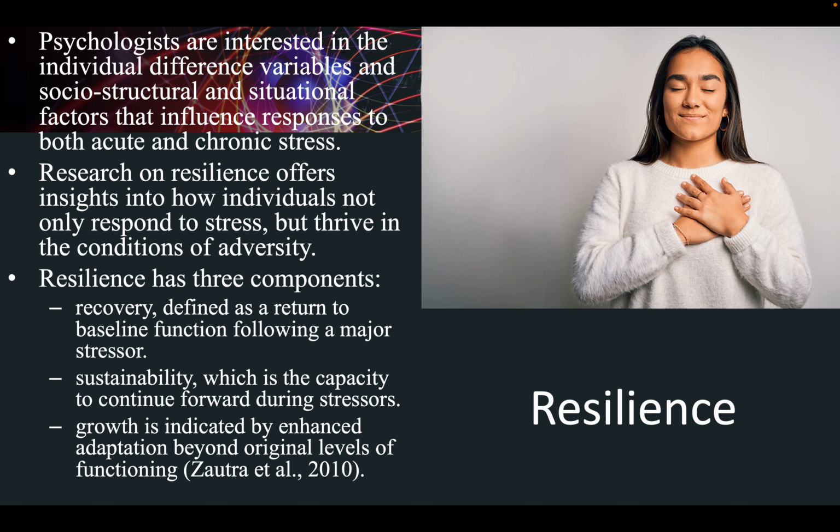Psychologists are interested in the individual difference variables and socio-structural and situational factors that influence responses to both acute and chronic stress. Research on resilience offers insights into how individuals not only respond to stress, but thrive in conditions of adversity. Resilience has three components: recovery, defined as a return to baseline function following a major stressor; sustainability, which is the capacity to continue forward during stressors; and growth, indicated by enhanced adaptation beyond original levels of functioning.